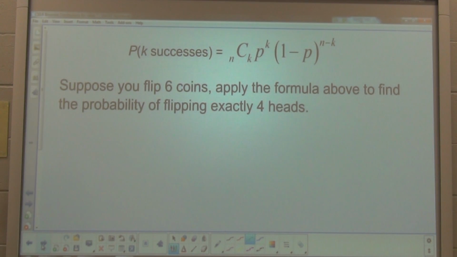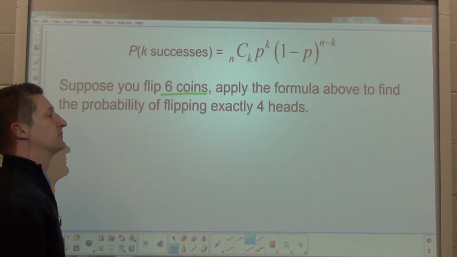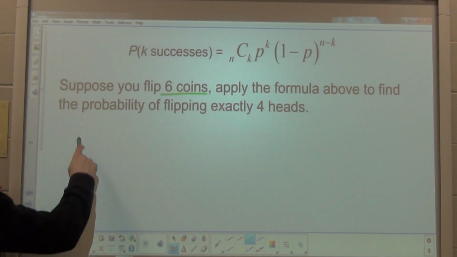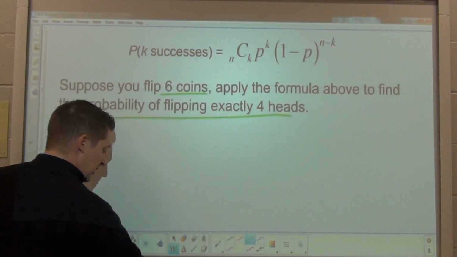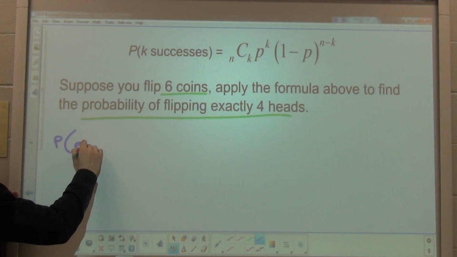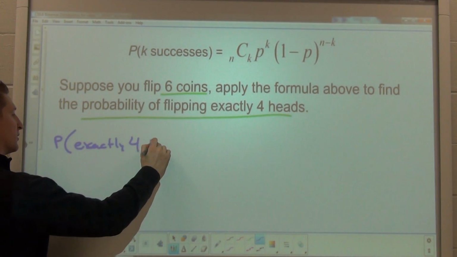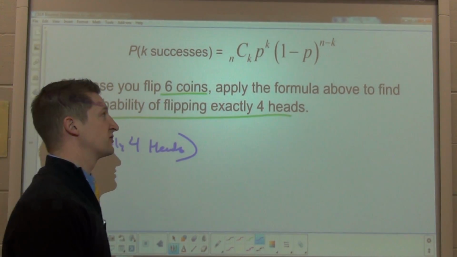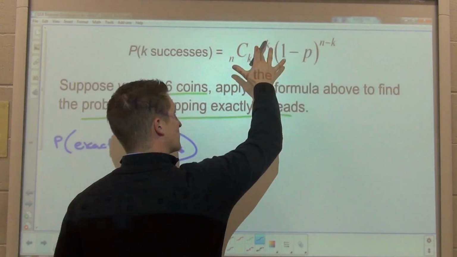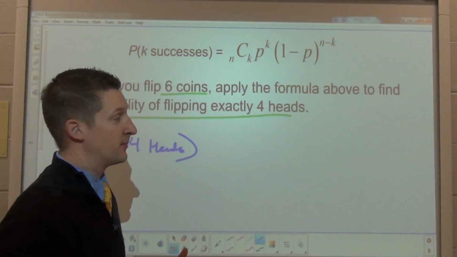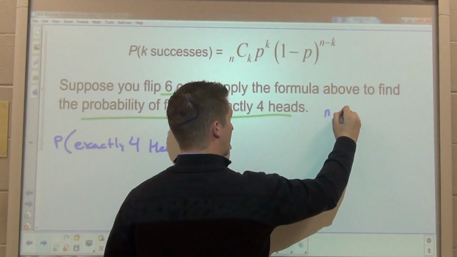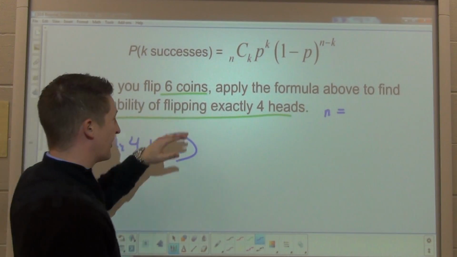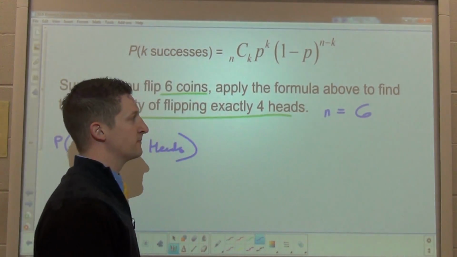Our first example, suppose you flip 6 coins this time. We're going to apply the binomial distribution formula above to find the probability of flipping exactly 4 heads out of those 6. So a couple things. When I do these problems, I like to write some things down because I've got all sorts of variables involved in the formula. So first of all, I'm going to just jot down, okay, what's n? n is the number of trials. Well, in this case, I'm flipping 6 coins, so n is 6. There's 6 trials going on here.